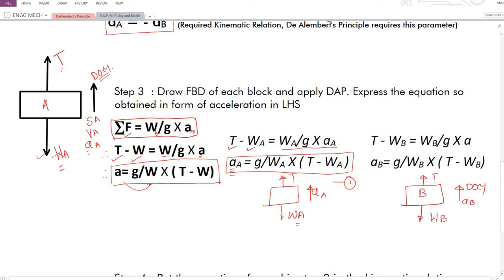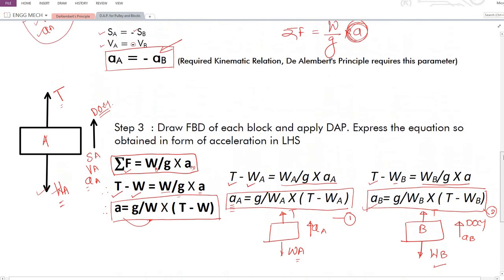Now T is taken positive because T is in the direction of motion. W_B is taken negative because it is against the direction of motion. Then comes the generic RHS of D'Alembert's principle. We will make sure that the expression is written where AB stands in the LHS, and this will be equation number 2.